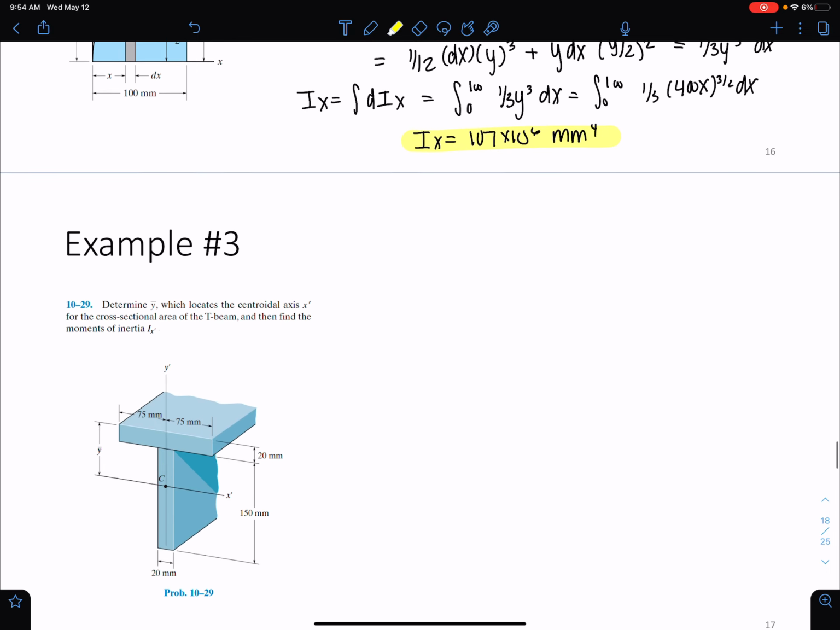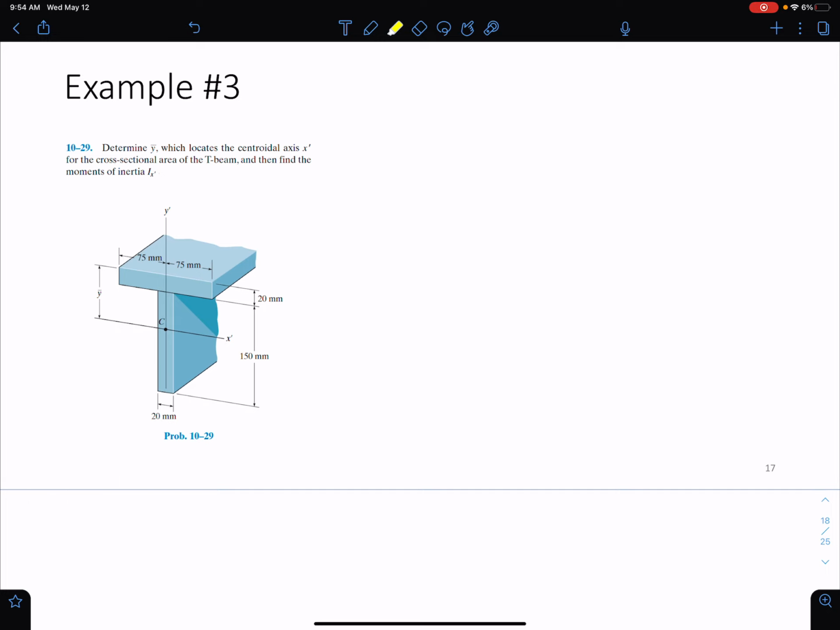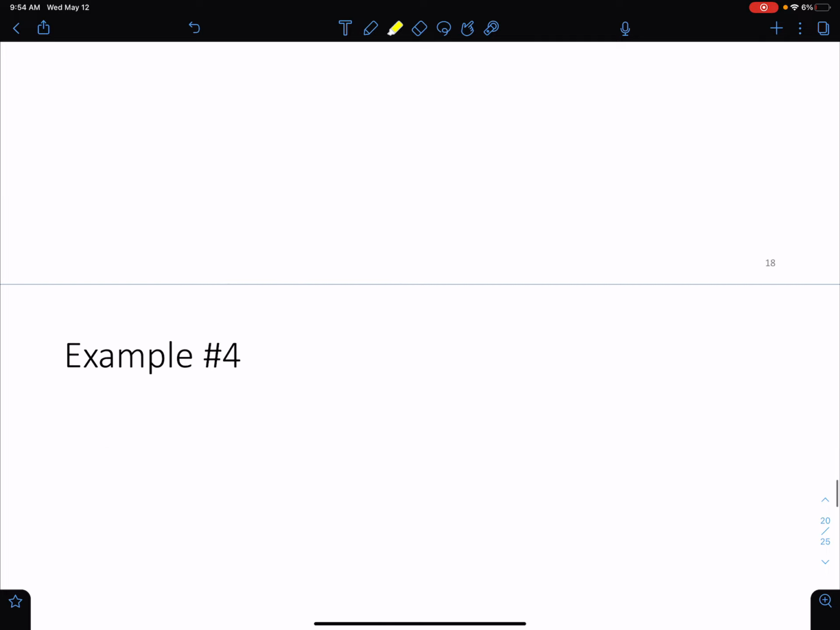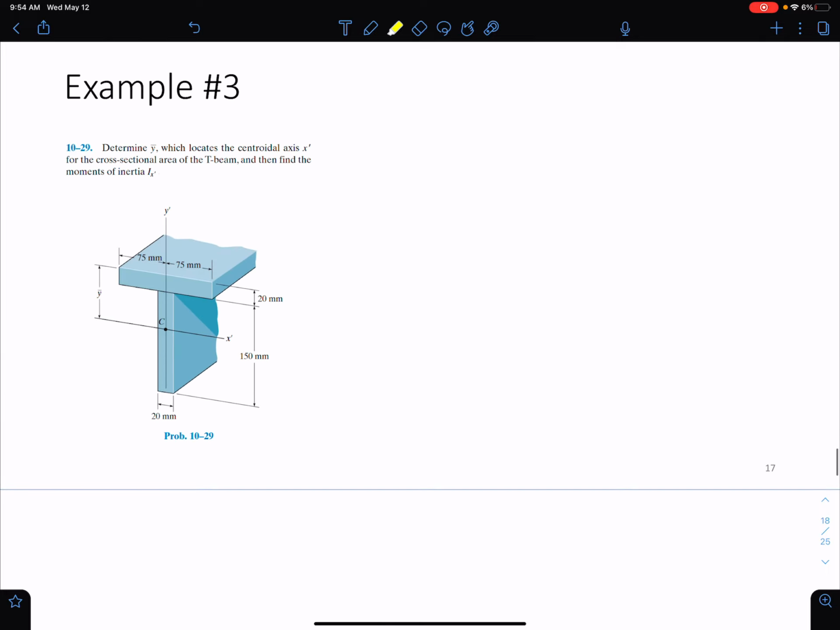Okay, so let's move on to a really common type of problem in engineering applications. We're dealing with cross sections of beams or shapes that aren't symmetric sometimes about both axes. So the next couple of examples we're going to do are going to discuss those really common engineering shapes. So here we have a T-beam. We call this a T-beam because the cross section of the beam looks like a T. We want to determine y bar, which locates the centroid for the cross section, and then find Ix prime. So this is a problem that combines topics 9 and 10, so it's a really good problem.